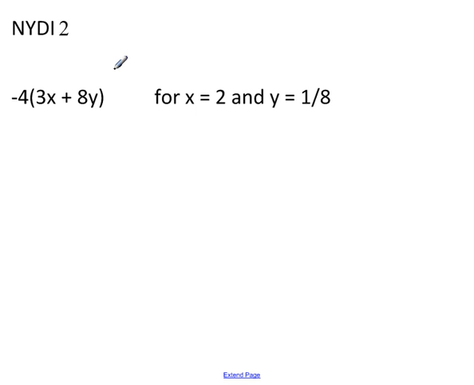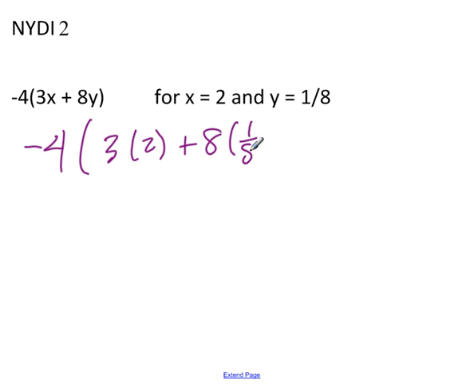Alright. Last one here. I think you can give this one a try on your own. Hit pause, give it a try, and see if things work out the same way that I'm going to do them here. Alright, so we got negative 4 times 3 times 2 plus 8 times 1/8.